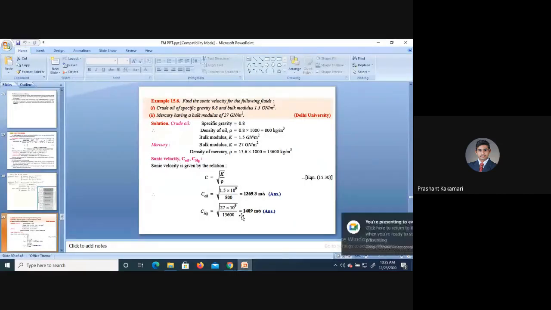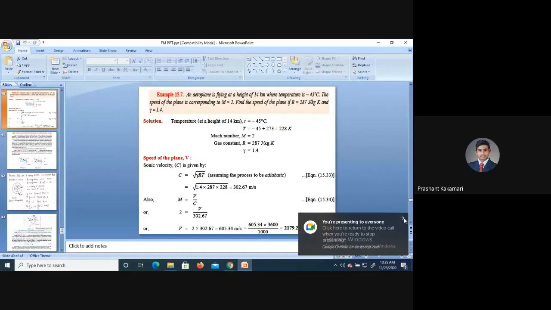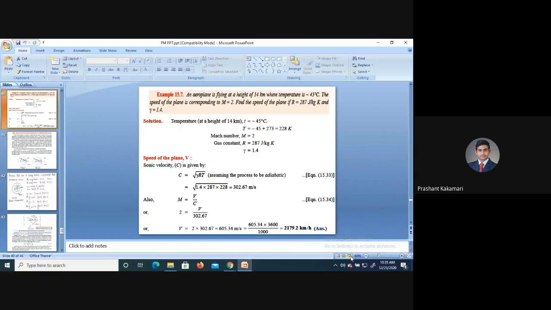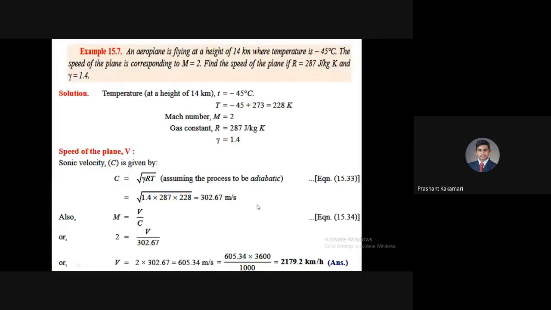The next part we can take. Here you can see an aeroplane is flying at a height of 14 kilometers. Say, for example, I am the observer, and from this point the aeroplane is at 14-kilometer height, where the temperature is minus 45 degrees centigrade.